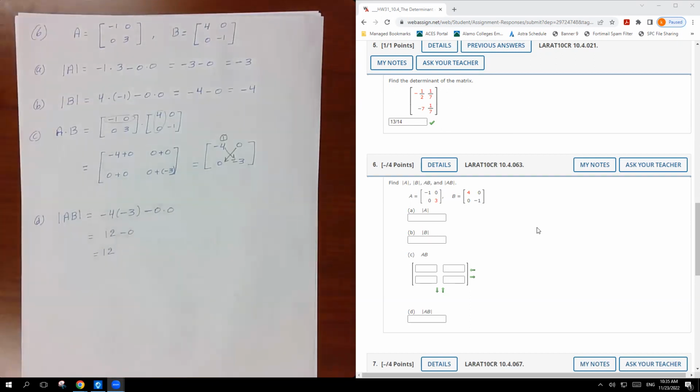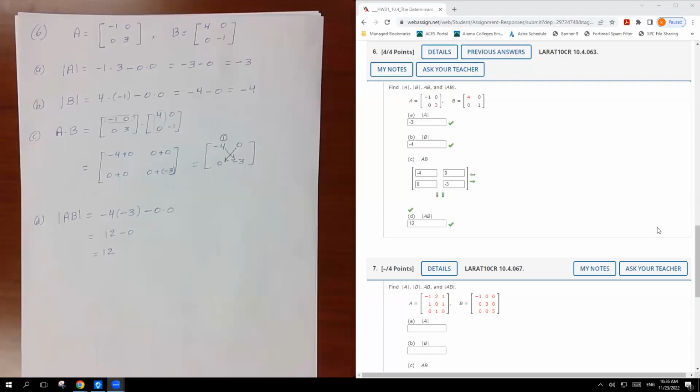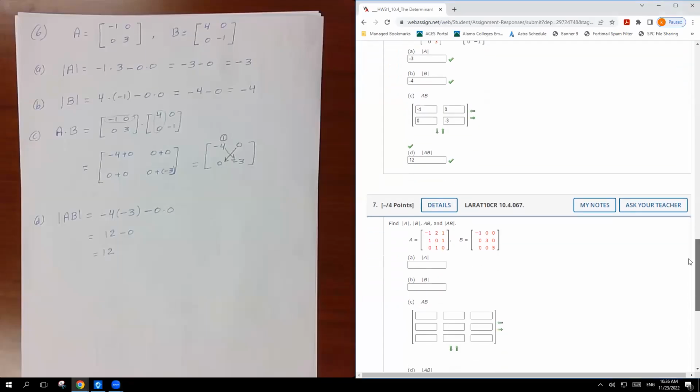So that's it for this example. So the determinant for the matrix A is going to be -3. For the matrix B is going to be -4. And A times B is going to be -4, 0, 0, -3. And the determinant for the matrix AB is going to be 12. That's it for this example. We got it right. Let's move to number 7.